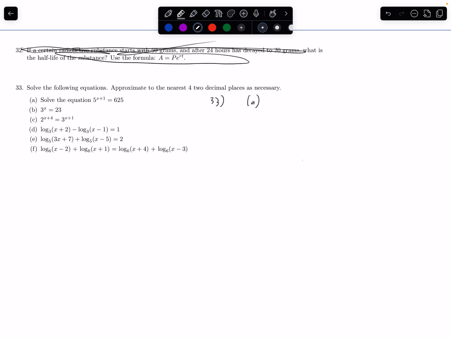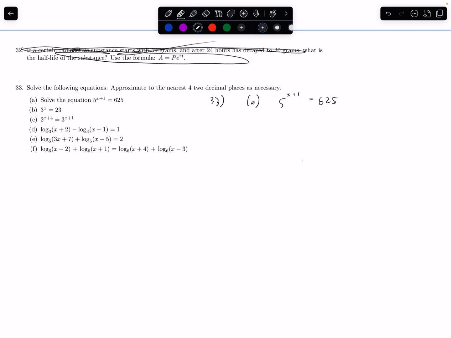Question A first. I just realized these directions are kind of weird. This "solve the equation" should have gone, I think, before the letters, because that's what we're doing for all of these letters. But never mind. You guys know what to do, right? Okay, 5 to the x plus 1 is equal to 625. And okay, this is one case.